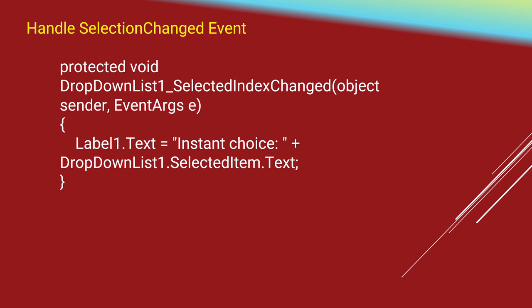When using AutoPostBack, you can handle the SelectedIndexChanged event to take immediate action when an item is selected. In this method, update the label to show the selection as soon as it's made without clicking another button.